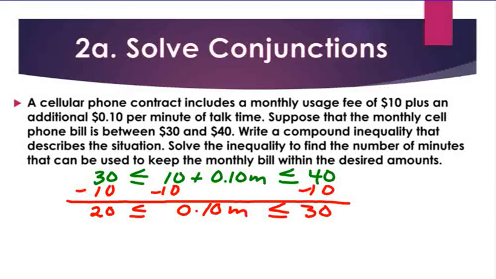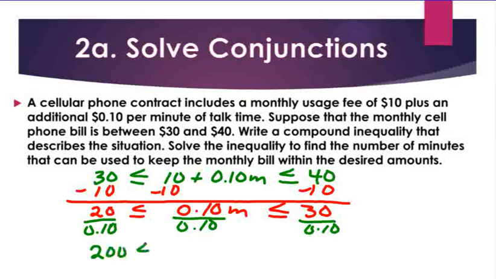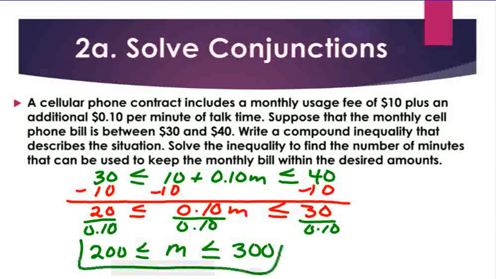Now to get m by itself, the opposite of multiplying by 0.10 is divide by 0.10. And since we can't divide by a decimal, it's really 200 divided by 1, which would be 200 minutes, is less than or equal to m, which is less than or equal to 30 divided by 0.1, which would be 300. So the number of minutes that you can use would be between 200 and 300 minutes. And this would be our answer.